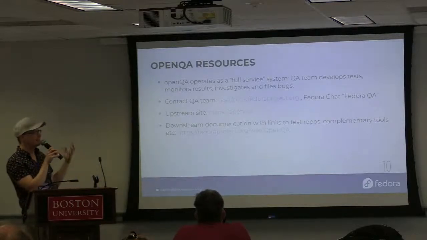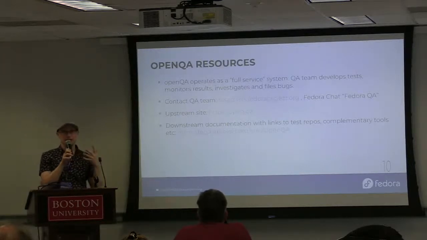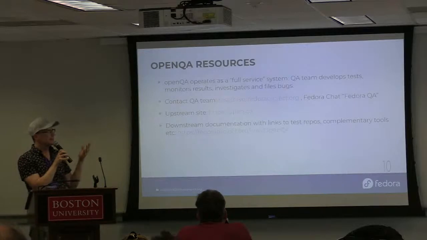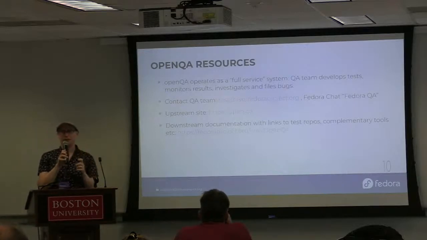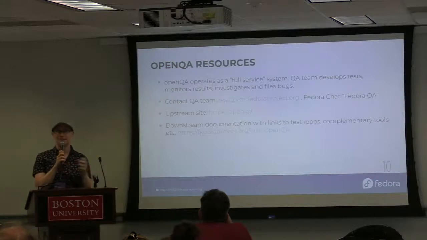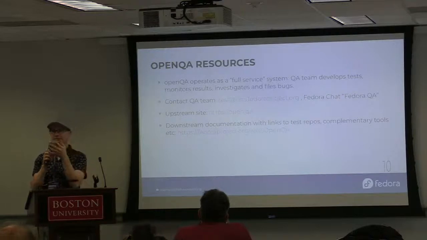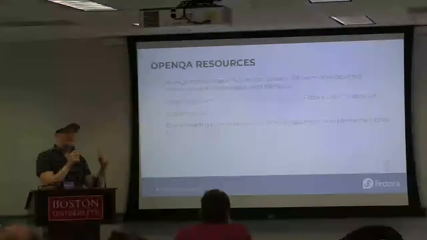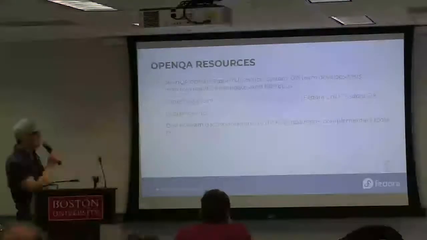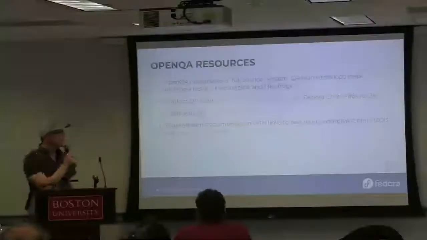We maintain the core set of tests. We monitor the results. I monitor the results. We investigate failures and we file bugs. So your interaction with OpenQA as a Fedora developer is likely going to be you get a bug report where OpenQA found this thing was broken. And I will do the work for you of figuring out what the test failure really means in context of your application being broken. But if you are interested, we do have references.